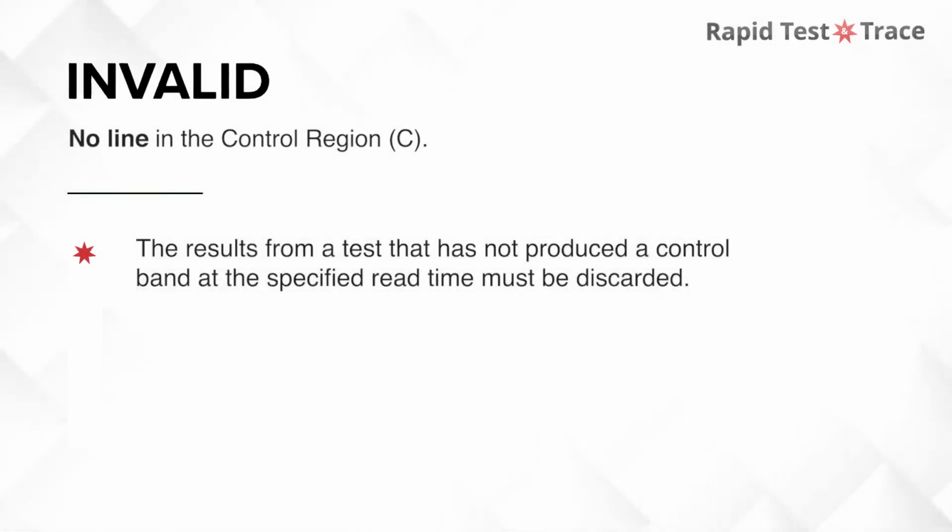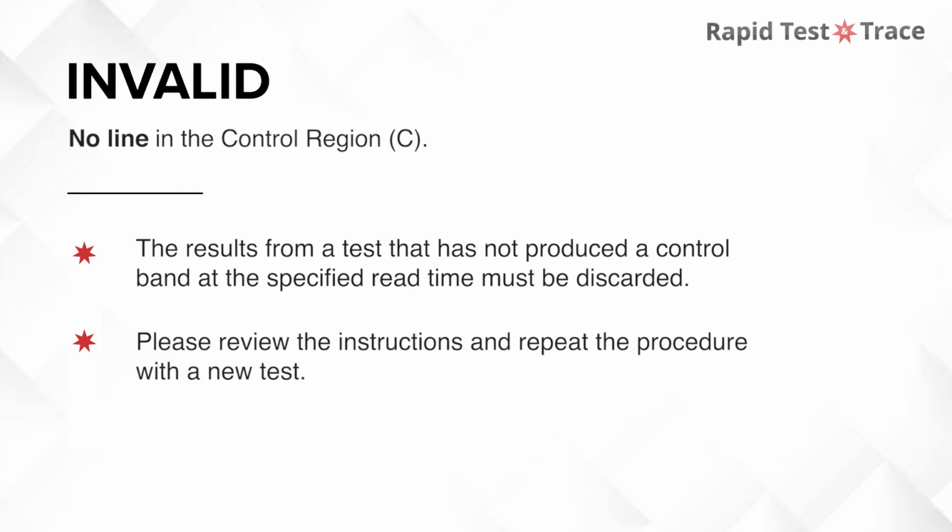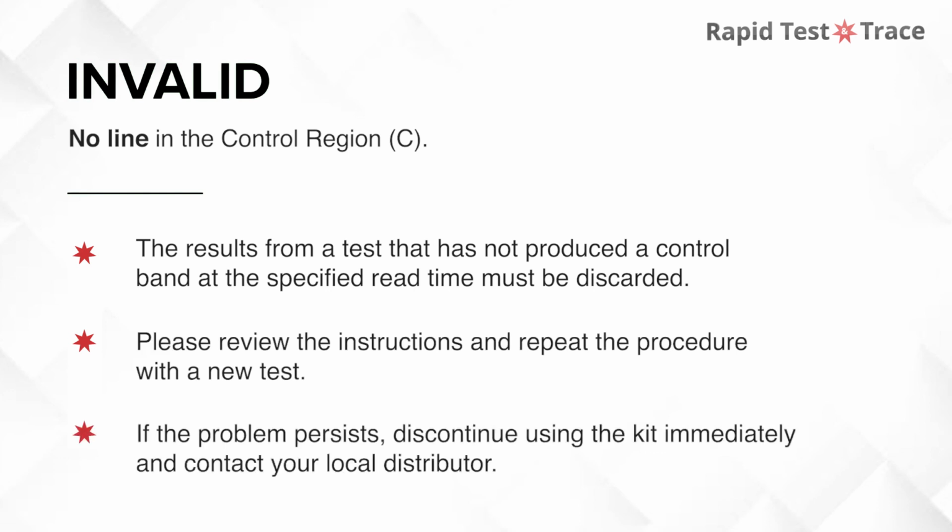The results from a test that has not produced a control band at the specified read time must be discarded. Please review the instructions and repeat the procedure with a new test. If the problem persists, discontinue using the kit immediately and contact Rapid Test and Trace Australia.